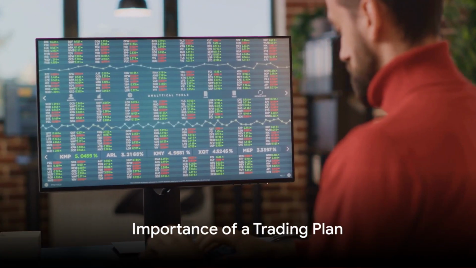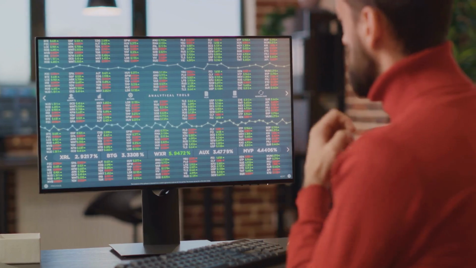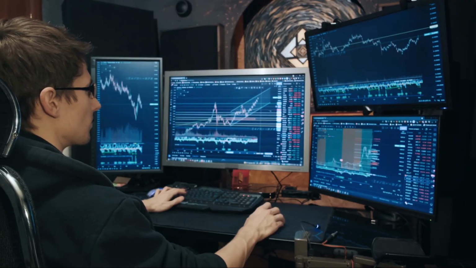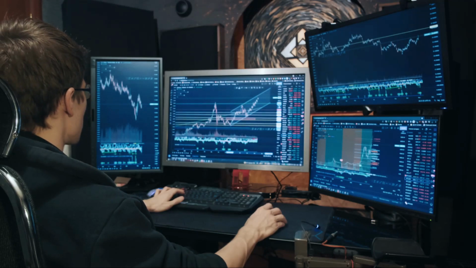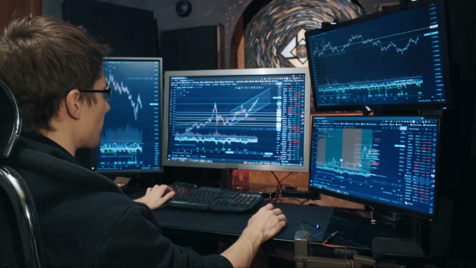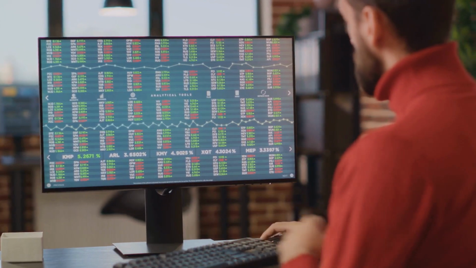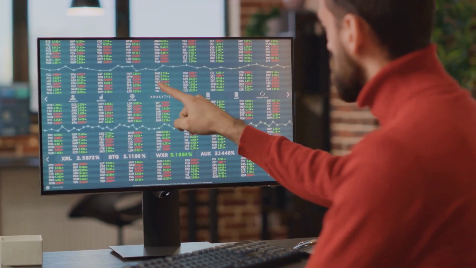Next on the list, the importance of a trading plan. Without a plan, you're just a ship sailing without a compass. Imagine stepping into a game without a strategy in place. Chances are you'll be left floundering, making impulsive moves, and ultimately losing the game. The same principle applies to options trading. A trading plan is not just a fancy addition to your trading toolkit, it's an essential component that could determine your success or failure in the trading world.